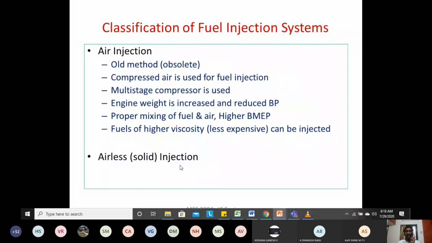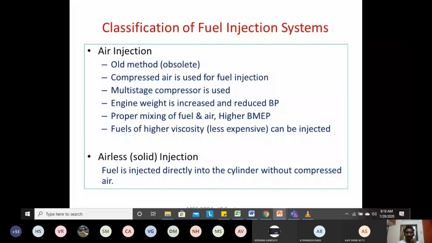solid injection, where air alone enters and there is no compressed air. Only air is entered and the compression takes place because of the movement of the piston during the compression stroke, and the fuel is directly injected into the engine cylinder. Okay, so airless injection is what we are using these days. So there is no compressed air.